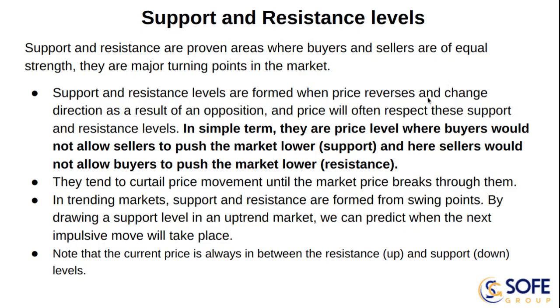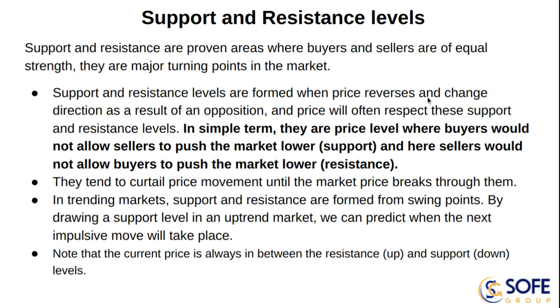So support and resistance are proven areas where buyers and sellers have equal strength. You understand? They are major turning points in the market. Support and resistance are levels formed when price reverses and changes direction as a result of an opposition. Price will often respect these levels. In simple terms, they are price levels where buyers would not want sellers to push the market lower.